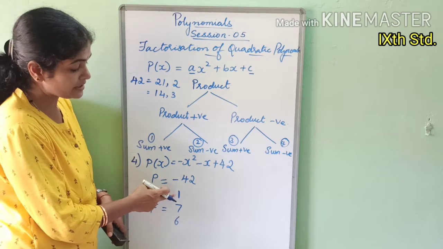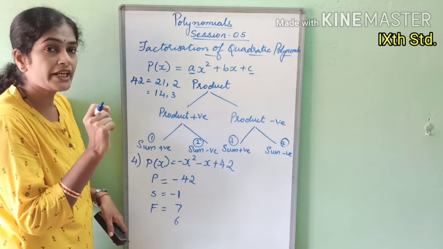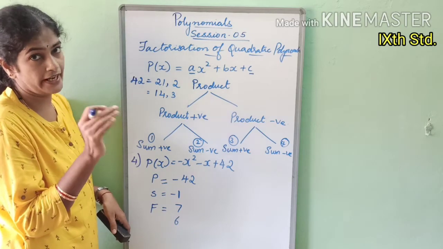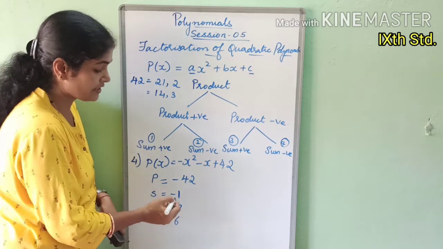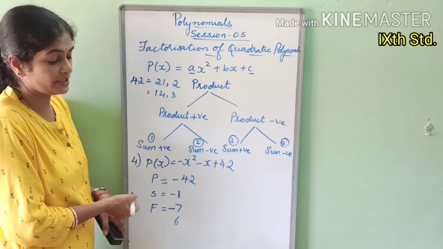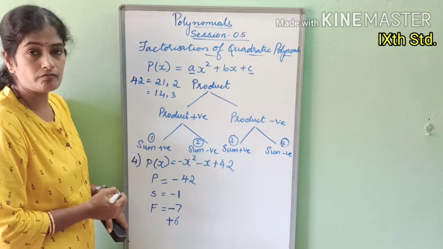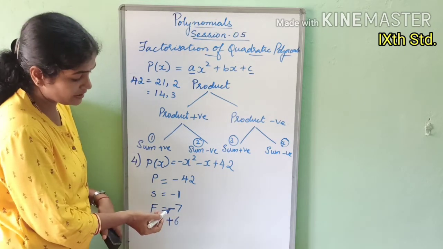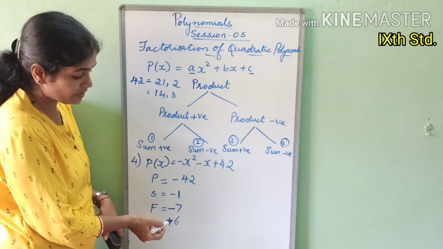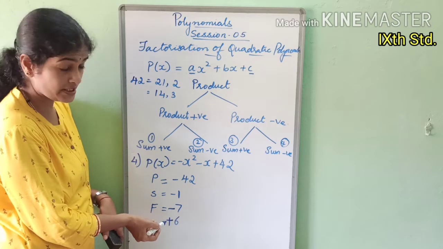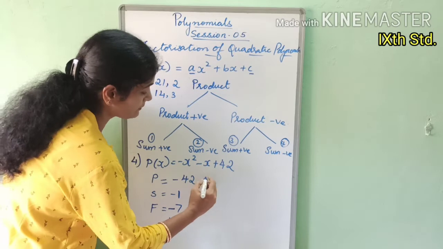The sign of the sum is negative. Put that negative sign to the greater number in the factor. Which is the greater number in the factor? 7. So, for that 7, you will put the negative sign, and for the other number, you will put the positive sign. Now, if you check, minus 7 plus 6 gives you minus 1, and minus 7 into plus 6 will give you minus 42. Correct? Okay. So, now you split this up.